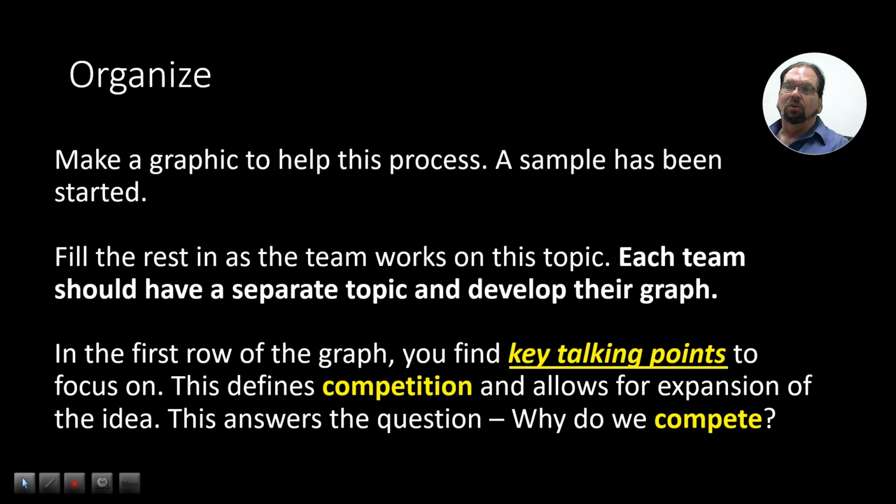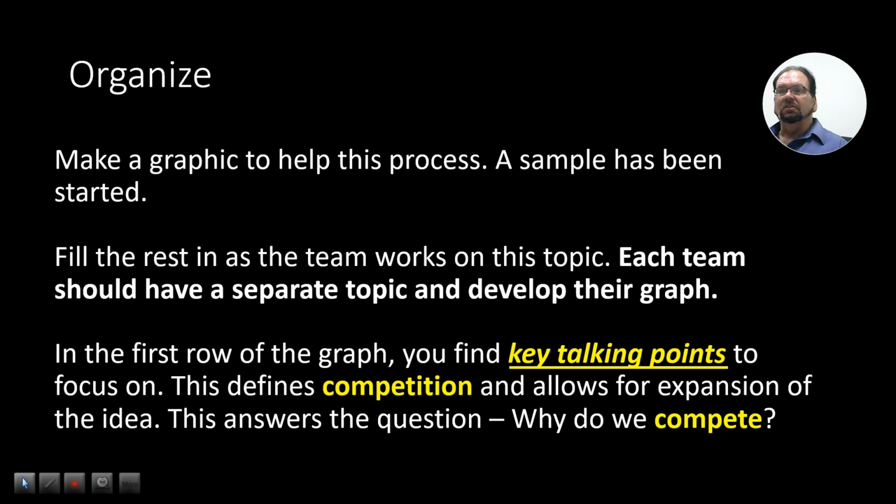So in the first row of the graph you can find key talking points. These are the beginning point of your presentation in a debate. You're going to open and then state your first point. This is very, very important. This defines competition. Remember, we had chosen competition as the word to go to, and it allows for expansion of the idea. So we chose competition from before, and that's our talking point, and we define competition. What do we mean by competition? And how are we going to expand it?